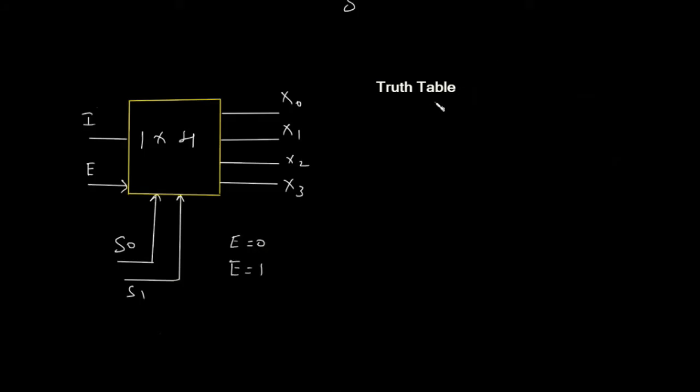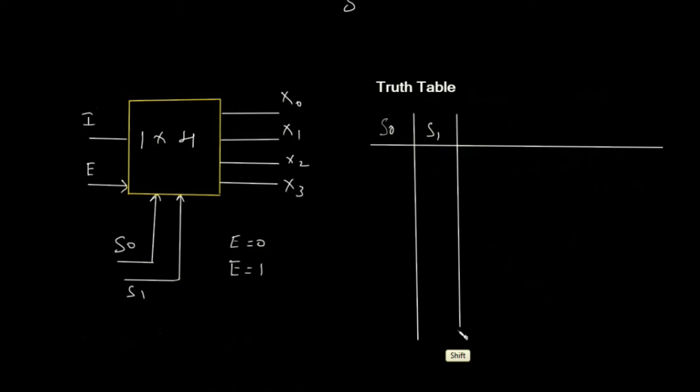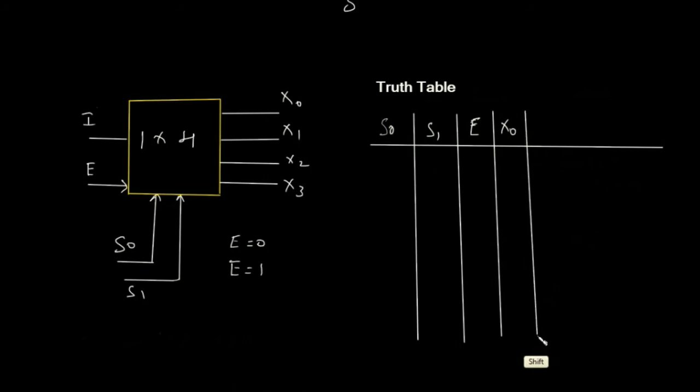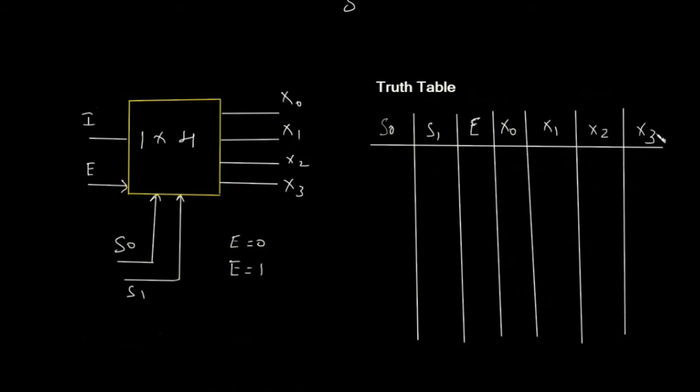The truth table of the demultiplexer goes like this. We'll start with the select signals first. Let me draw the table. This is S0, S1, and the next one is the enable E. Enable should be kept high all the time. Then the outputs X0, X1, X2, and the last one is X3. Now we'll see what happens.